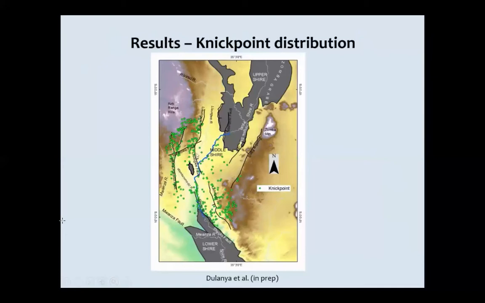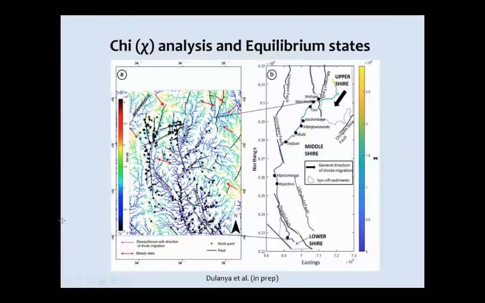We also see that the knickpoints, the green dots that are shown on this plot, are clustered according to some structural features, for example, the major boundary faults that we see in the area. But we also have some knickpoints that cannot be precisely ascribed to the major tectonic features in the area. So there's some clustering that we see related to structures and other factors.